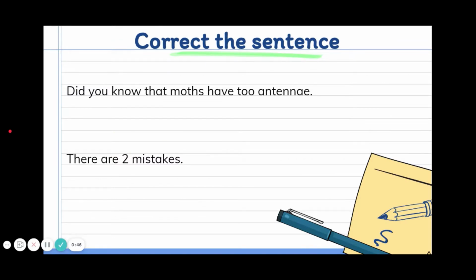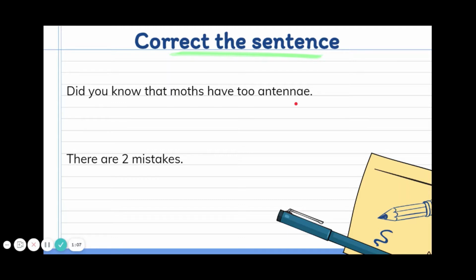Here is today's correct sentence, magnetised to the first word. Did you know that moths have two antennae? There are two mistakes in that sentence. Pause now and write the correct sentence into your book.